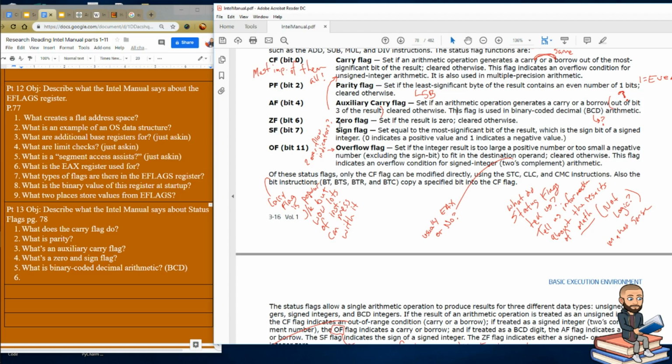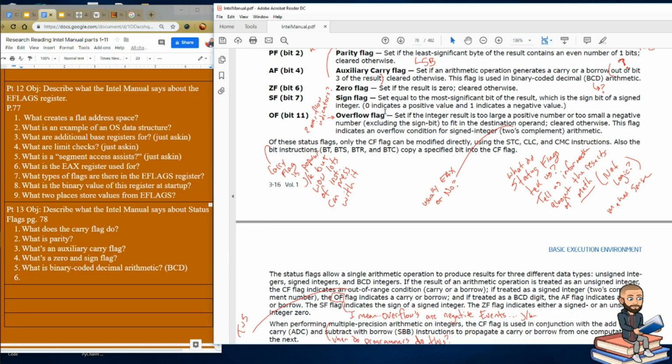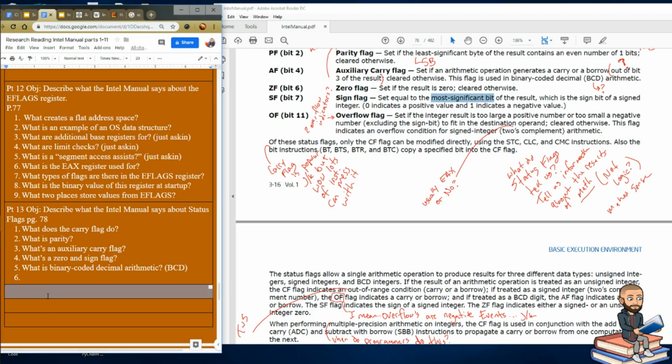It says the zero flag is set if the result is 0. Very easy. The sign flag is set equal to the most significant bit of the result, which is the sign bit of a signed integer. So most significant bit meaning if I go down here and create a byte, there's 8 bits right here. If this one right here is a 1, then that means you're looking at a negative number. So if I change this to a 1, this number is actually -2, all because that bit, the most significant bit right there, is a 1.